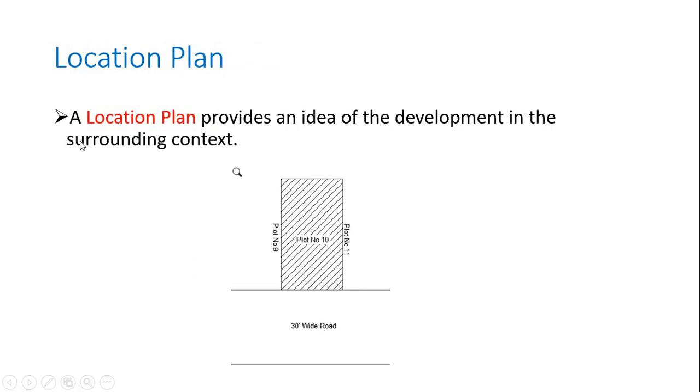First of all, you have to see the location plan. What actually is a location plan? As is clear from the definition, it gives us an idea of the development in our surrounding context. You can also see in the figure that this is our plot number 10, and in the surroundings there is plot number 9 here and plot number 10. In front there is a 30 feet wide road. So it is a plan which provides the concept of our development with respect to our surroundings. Whenever we start drawing, we should first make a location plan.